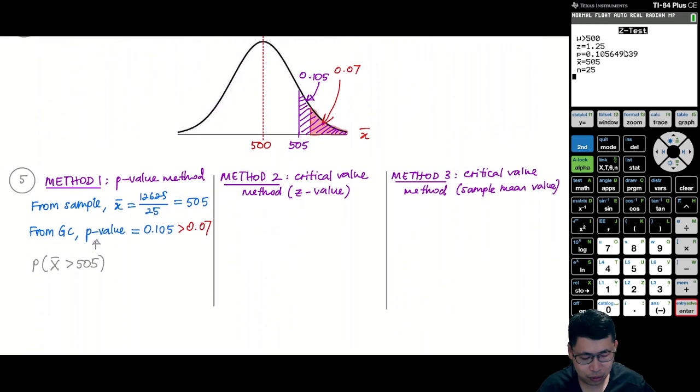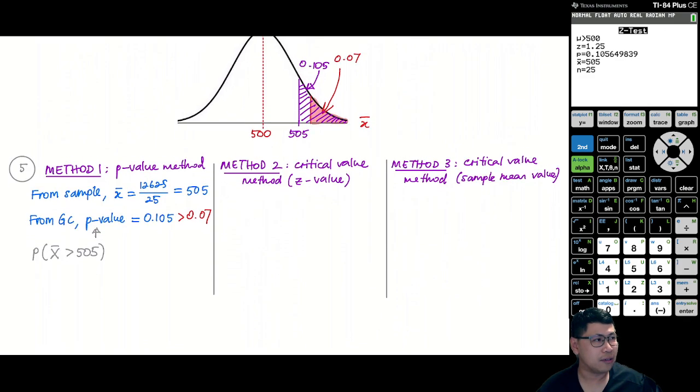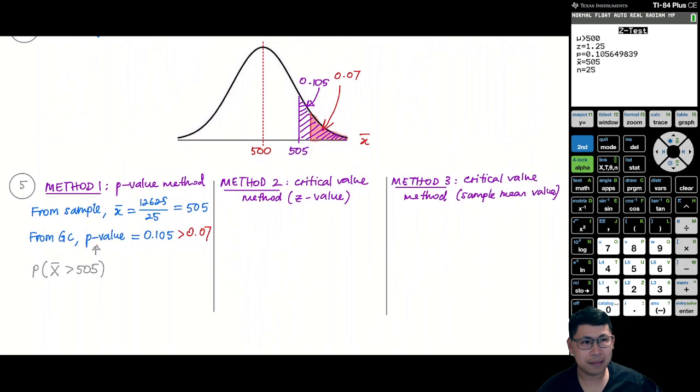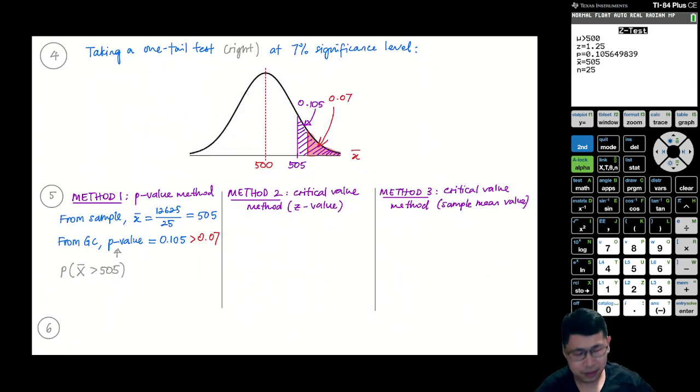So we are going to write down the conclusion below, which is step number 6, the decision. In step 6, we decide whether to reject our null hypothesis or not based on the p value. Because of this, we do not reject our null hypothesis.